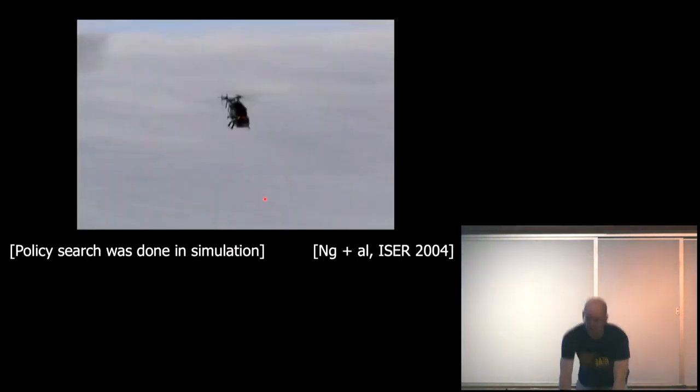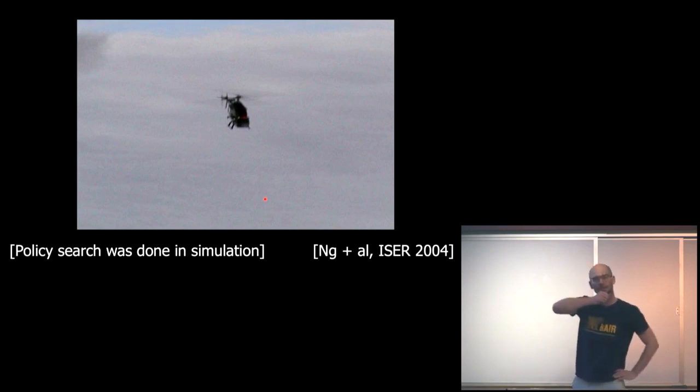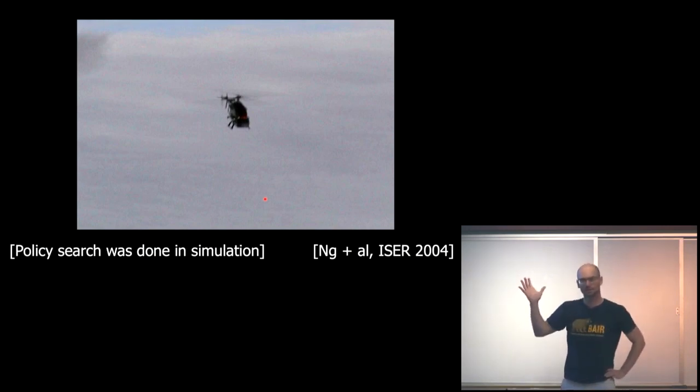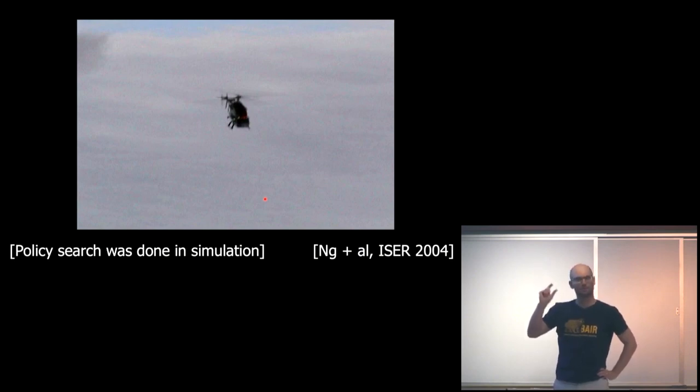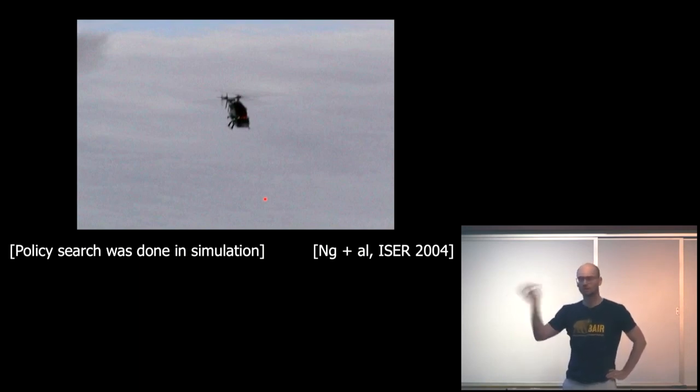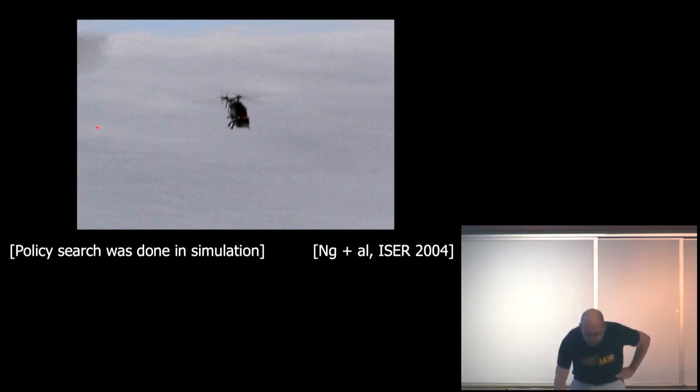So let's look at an example of this in action. For this helicopter, a simulator was built, then in the simulator, policy optimization was run in a model-free way. So there's a policy that's parameterized in some way. With the parameters, you do finite difference to see where you should update each parameter in which direction, and repeat many, many times. Once your optimization has converged, you deploy it on the real helicopter.